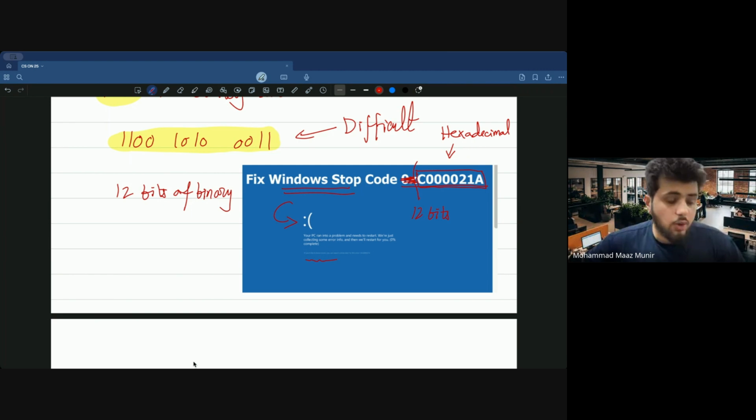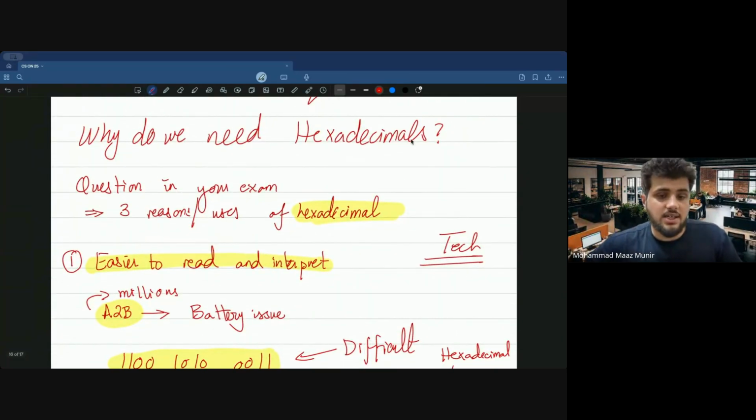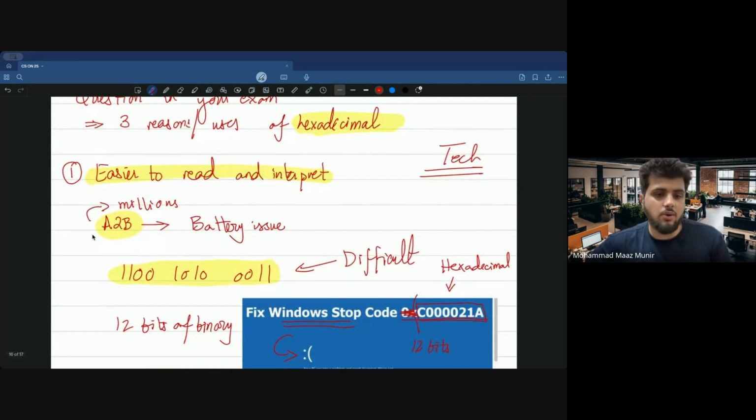So just to give you a quick overview, we are studying the reasons why we should be using hexadecimal. We have binary and denary, so we are discussing the reasons behind having hexadecimals. One reason is that it is much easier to interpret and understand. Just have a look: A to B, 3 digits, is much easier to understand and memorize than memorizing the whole binary equivalent value, which could be something like 11001010 and so on.